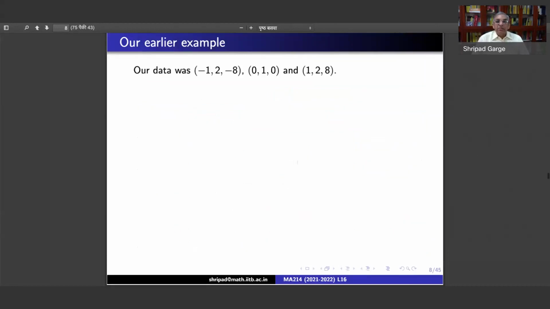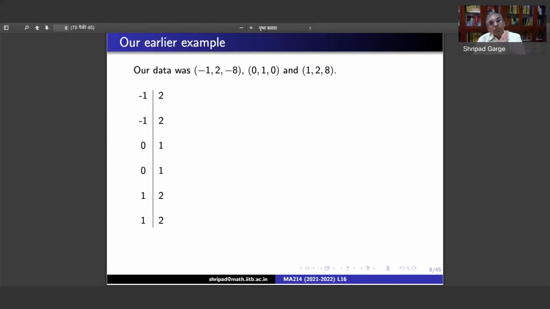So our data, if you remember, was this: x naught is minus 1, f of x naught is 2, f prime x naught is minus 8, x1 is 0, f of x1 is 1, f prime x1 is 0, x2 is 1, f of x2 is 2, and f prime at x2 is 8. We are going to construct our divided differences table. Here we write down the nodes. We see that they are not distinct, and these are the function values. So for minus 1, the function value is indeed 2. For 0, the function value is 1. And for 1, the function value is 2.